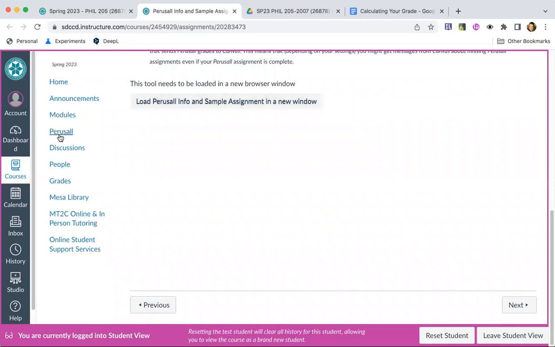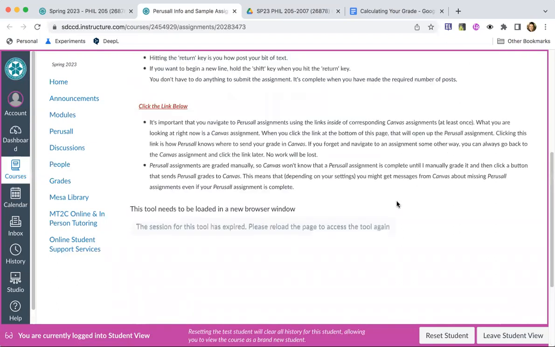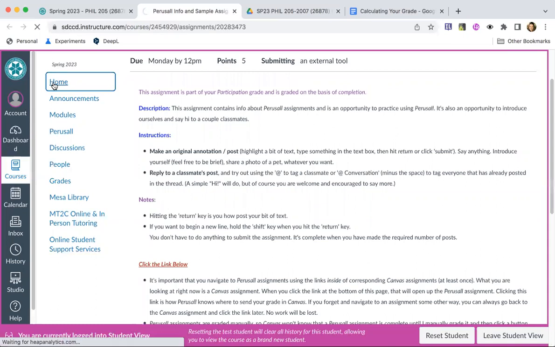This link is how it does that for each assignment. So if you were to navigate to Perusall using this link, it might not know where to send your info in Canvas. It's not a big deal. Nothing will get screwed up. Your work will never be lost. It just won't transfer your grade to Canvas until you come back and you click this link. So always just get to your assignment by clicking on the link in the assignment. Okay, back to the homepage.